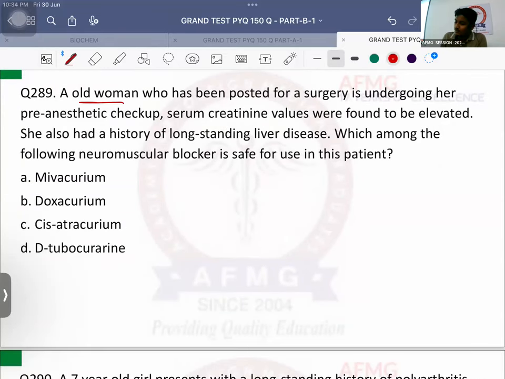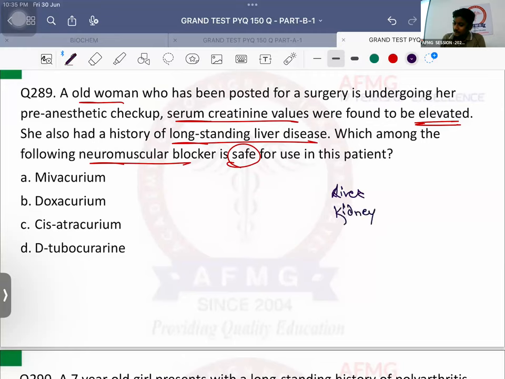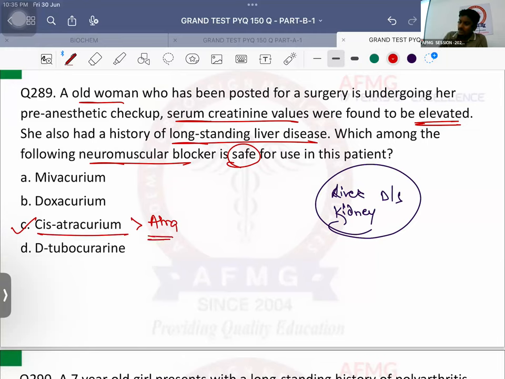289. An old woman who has been posted for a surgery is undergoing her pre-anesthetic checkup. Serum creatinine values were found to be elevated. She also had a history of long-standing liver disease. Which among the following neuromuscular blockers is safe for use in this patient? So we know in cases of liver disease or kidney disease, the safest neuromuscular blockers which can be used will be atracurium or cisatracurium. Why is cisatracurium preferred over atracurium? Because, very good, the metabolite known as laudanosine is known to cause epilepsy. That is high with atracurium, but very minimal with cisatracurium.